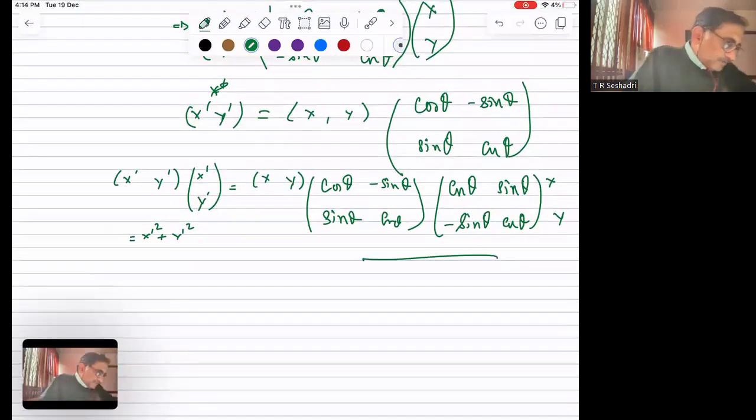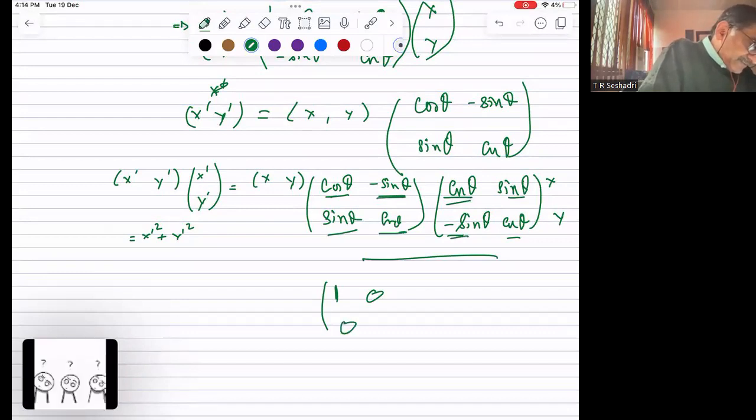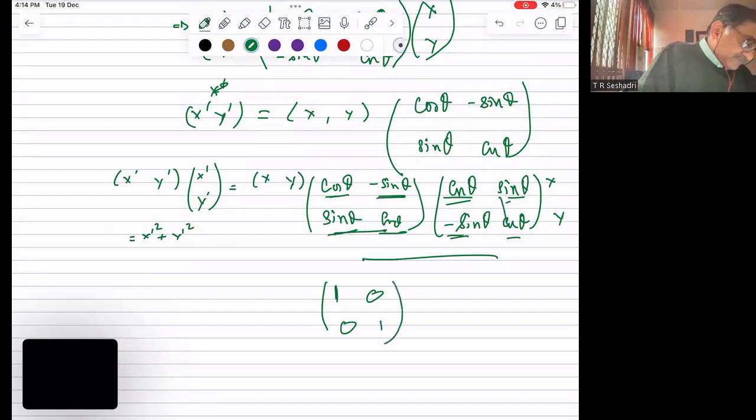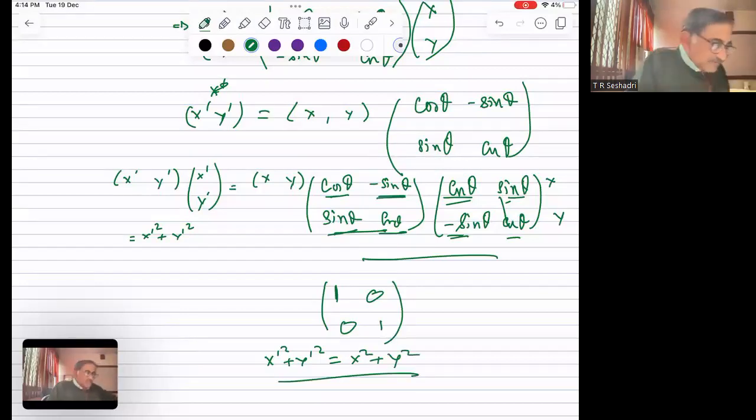Now, if I open this out, I will get cos square theta plus sin square theta, which is 1. Cos theta sin theta minus sin theta cos theta is 0. Sin theta cos theta minus sin theta cos theta is 0. Then sin square theta and cos square theta is 1. Which means x prime square plus y prime square equals x square plus y square, and this is what we want. Under rotation, the length of a vector does not change. Is this okay?